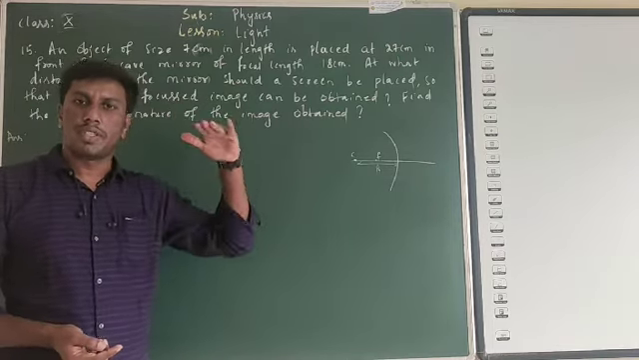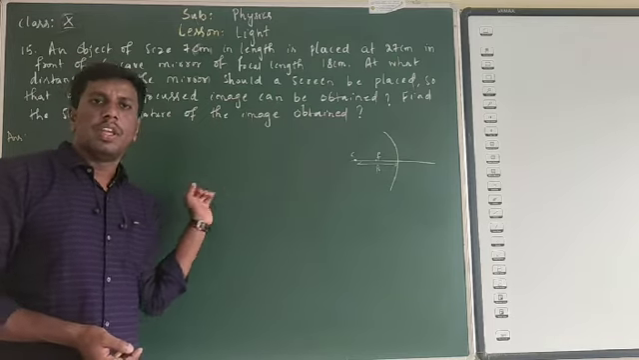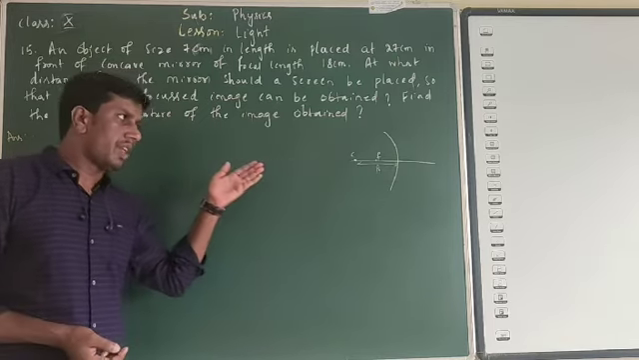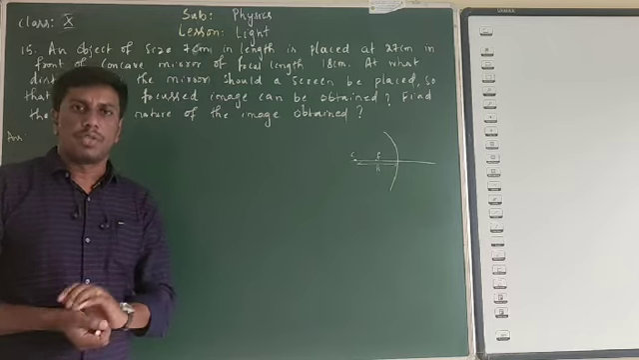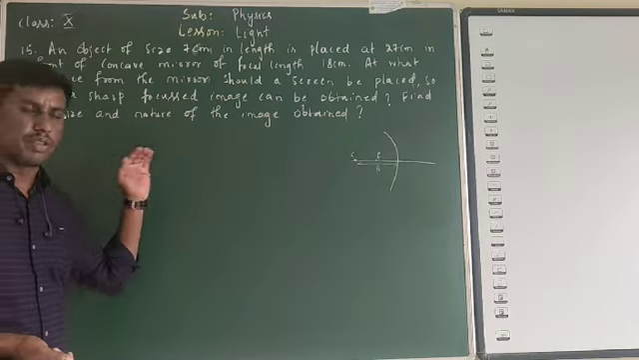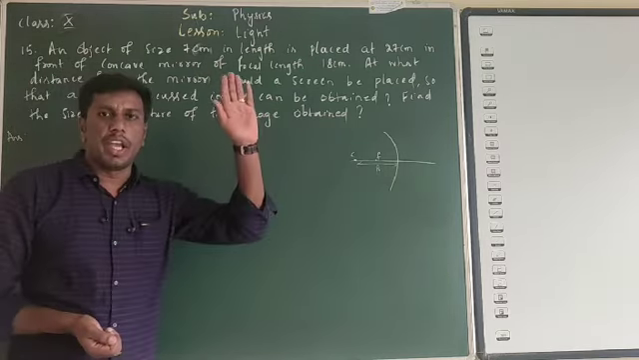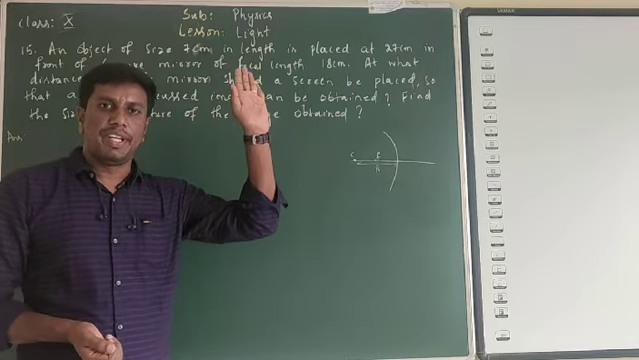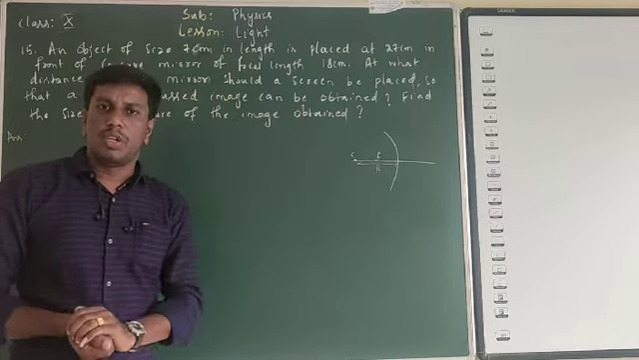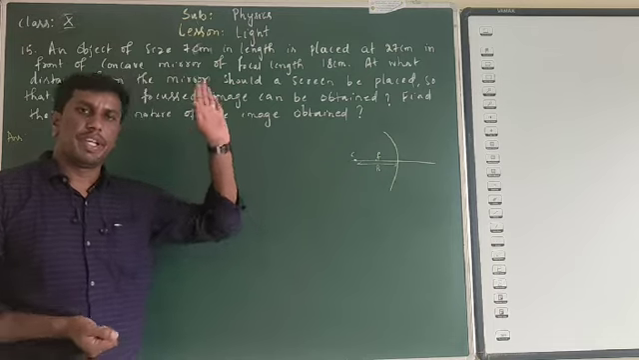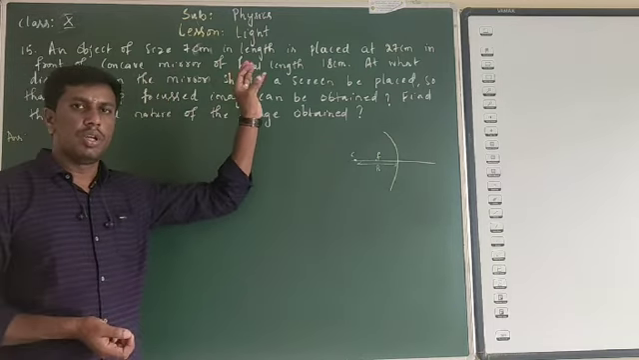Object distance is always negative, right? Because we keep the object in front of the mirror, so we are keeping it on the negative x-axis. Object height will be positive, right? We will be taking an erect object only. We are not taking the inverted object. So object height is also positive.